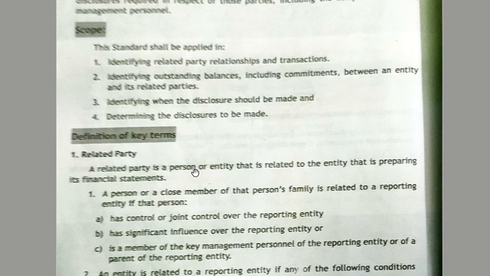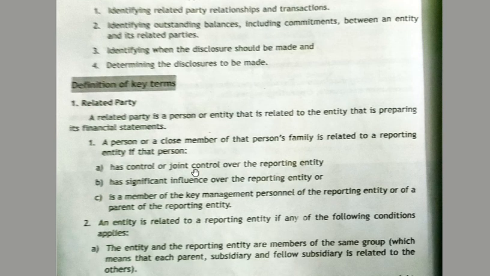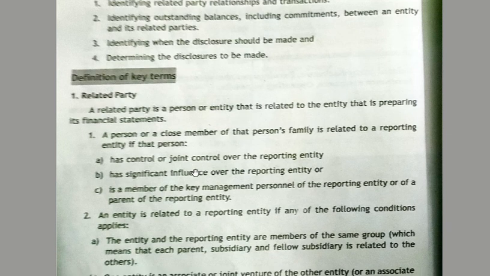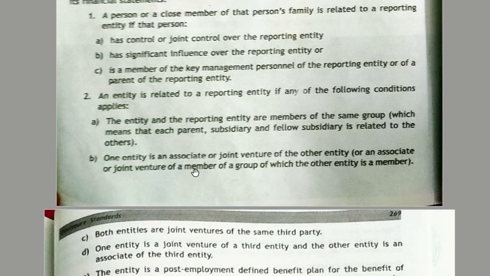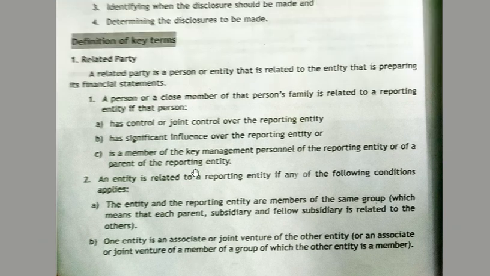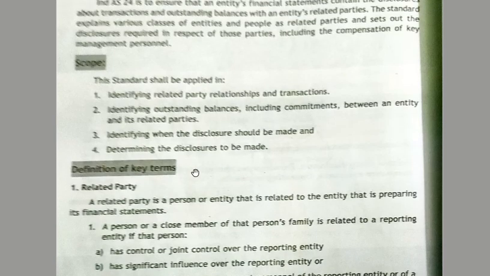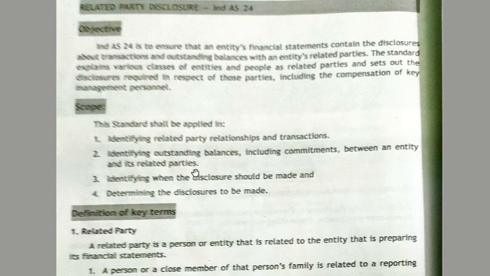So it can be a close member, or it can be someone who has control or an influence over the reporting entity, or an entity which is having a joint venture with another entity, or both entities or a joint venture for the third party. So all these are related party transactions wherein it affects your financial statements. So how do you disclose such related party transactions? This is the standard which talks about related party disclosure, which is IND AS 24.